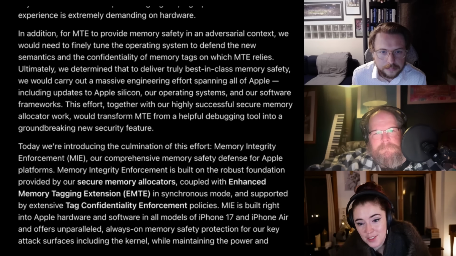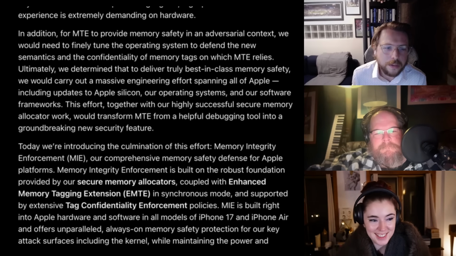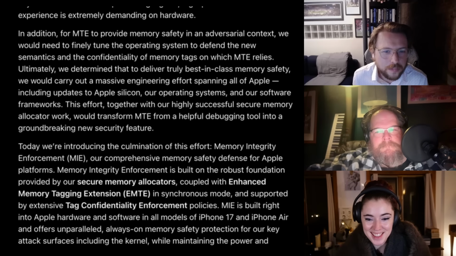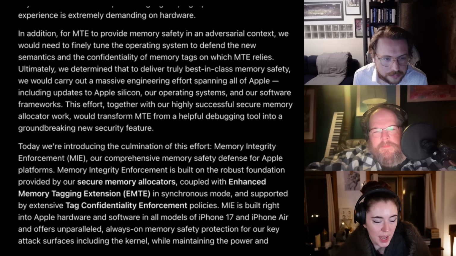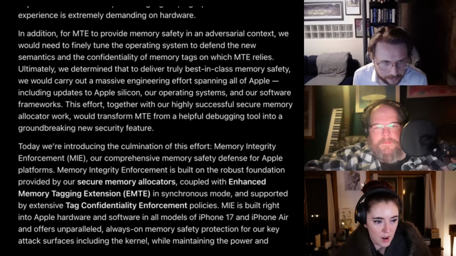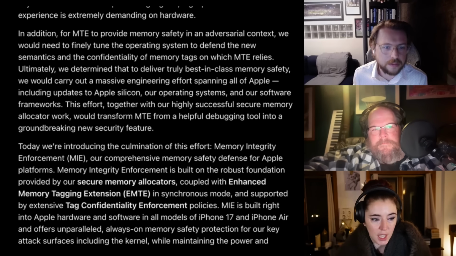Excuse me, I think there are some computers at Apple that run in the cloud, the Apple cloud, that were not listed in that list there. So, citation needed. Okay. Combined with the highly successful secure memory allocator work that we've talked about before, this transforms MTE from a debugging tool into a new security feature.